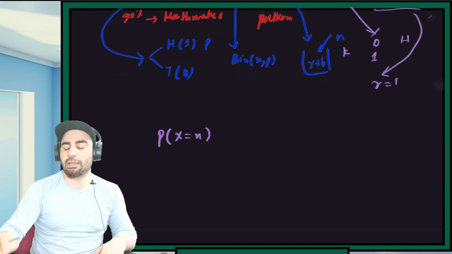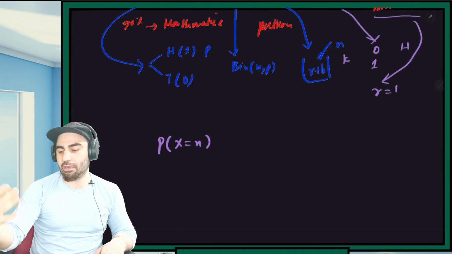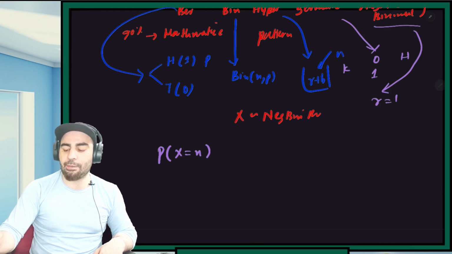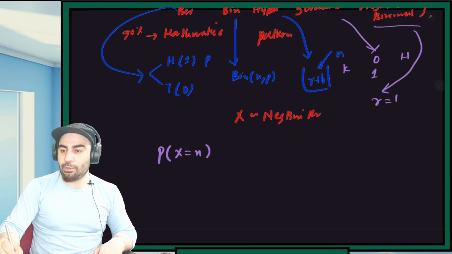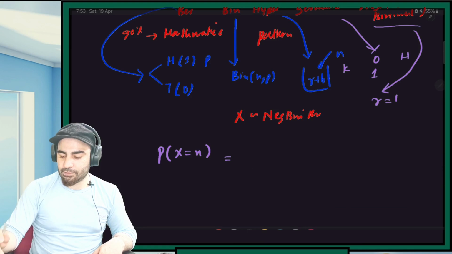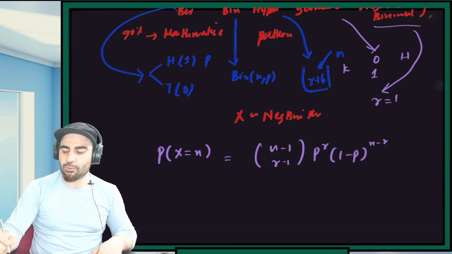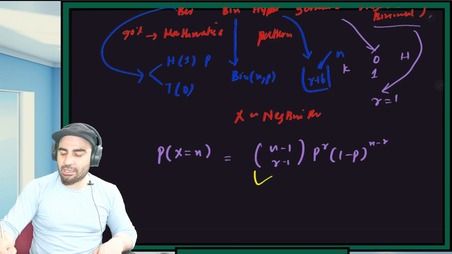So if you see the formulation of this negative binomial random variable, if I say X is sampled from this, the formula was something of this sort: (n minus 1 choose r minus 1) p to the power r times (1 minus p) to the power n minus r. So this is called the negative binomial coefficient.